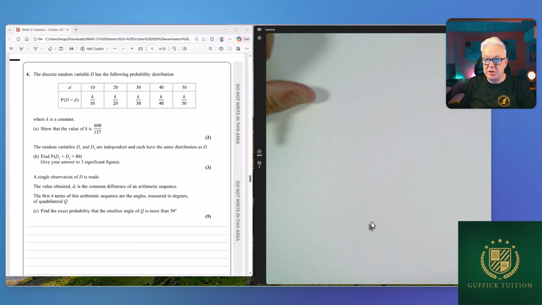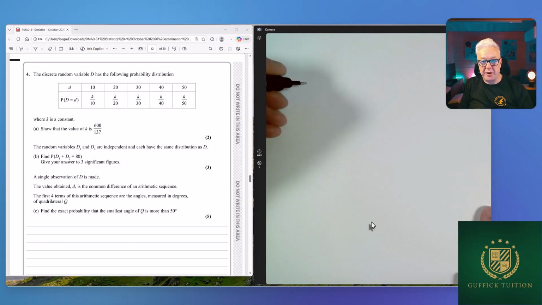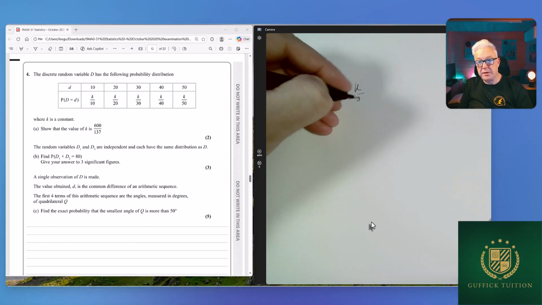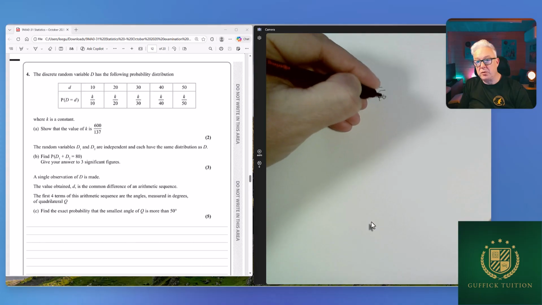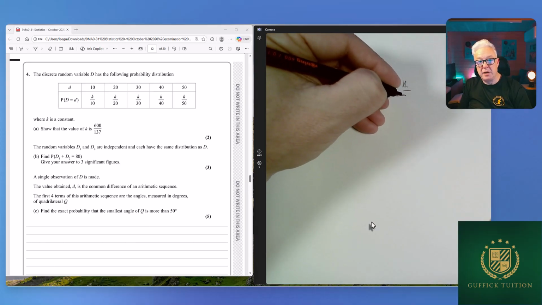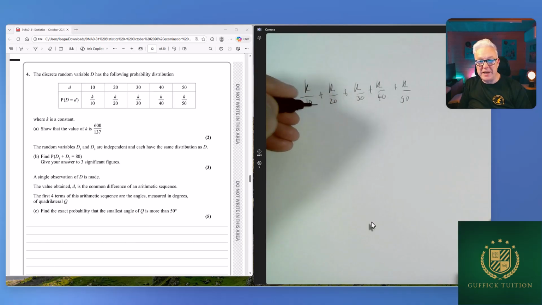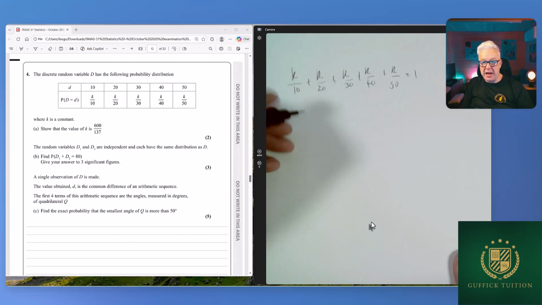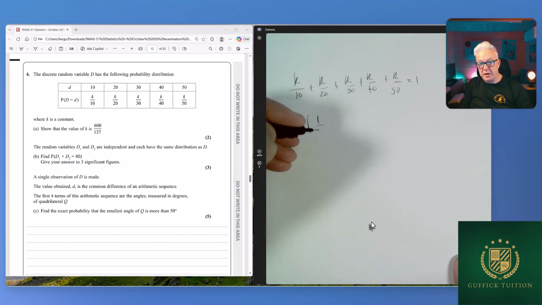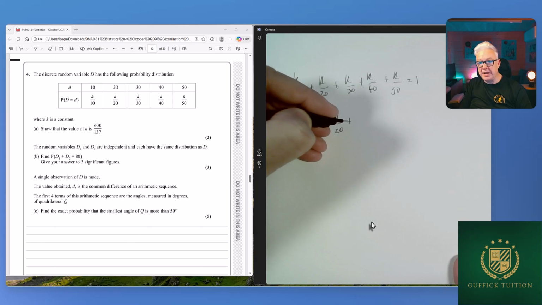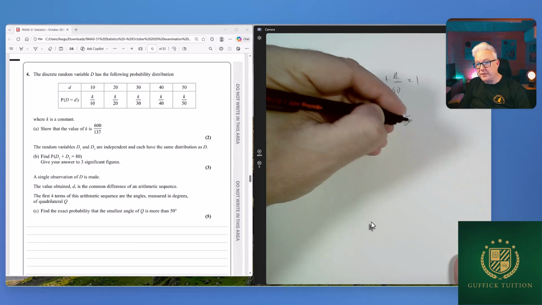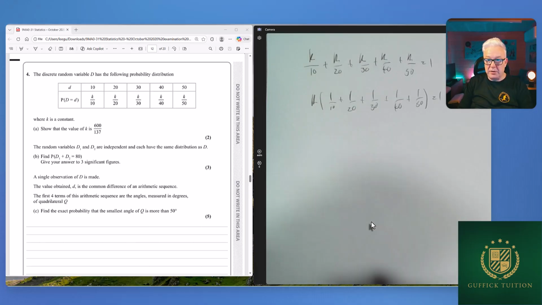So in a probability distribution, the first thing to note is that all the values have to add up to make 1. So we're saying in essence here that k over 10 plus k over 20 plus k over 30 plus k over 40 plus k over 50, all of that's got to add up to make 1. So we can take k out as a common factor. So 1 over 10 add 1 over 20 add 1 over 30 add 1 over 40 add 1 over 50 is equal to 1. So let's get our calculator and work that out.